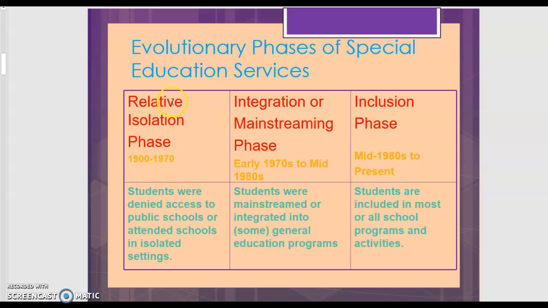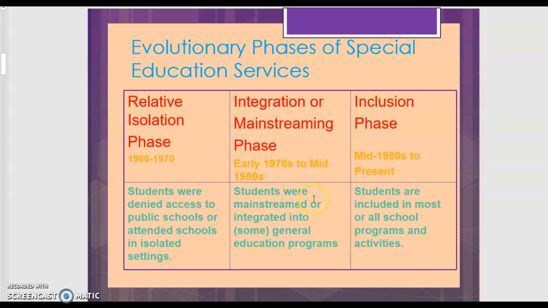1900 to 1970 was really a phase of isolation for these students. They were, like I said, denied access, or they attended schools in very isolated settings, maybe 20 minutes down the road kind of thing, and only with other individuals with disabilities. So no real, quote unquote, typical or neurotypical peers around them. Then the integration mainstreaming phase came along in the early 1970s to mid 80s. Some people still use these words, integration, mainstreaming, but really we're looking more for inclusion.